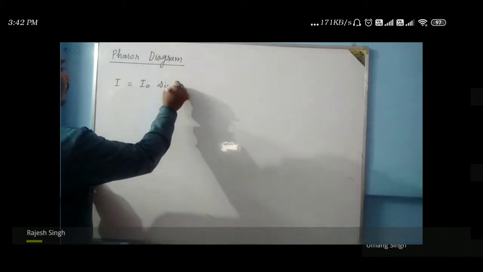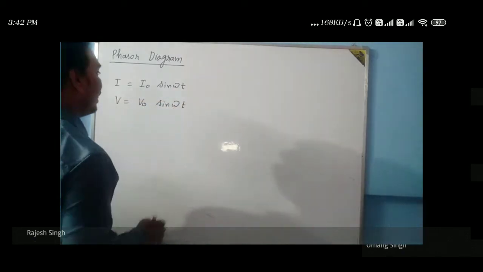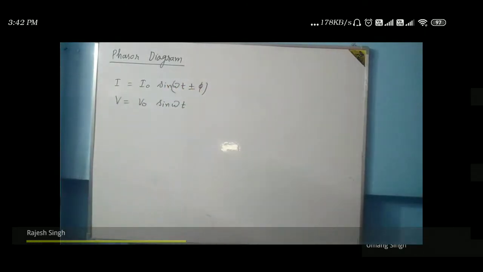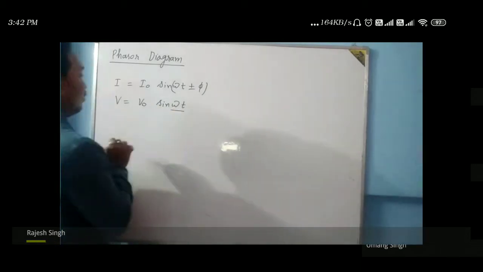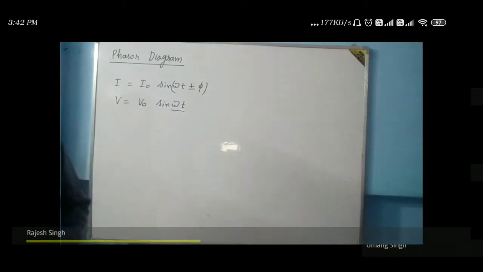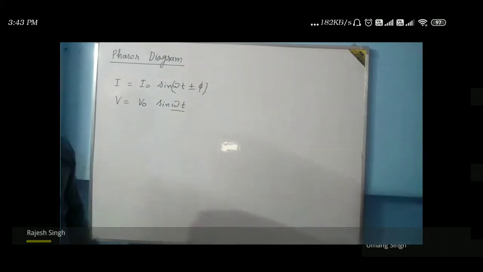If we see the current, then current is equal to I naught sine omega t. And the voltage is V equal to V naught sine omega t. Current can be omega t plus or minus phi. Current can have a phase difference of phi with respect to voltage. Phase is omega t: the phase of voltage is omega t and the phase of current is omega t plus or minus phi. So current has a phase difference of phi with respect to voltage.